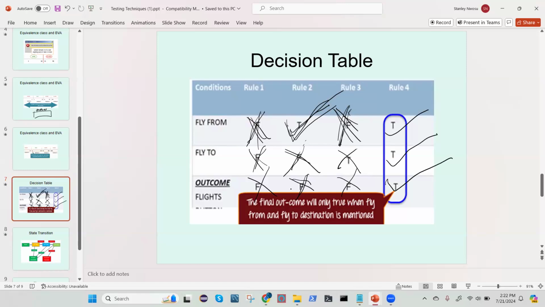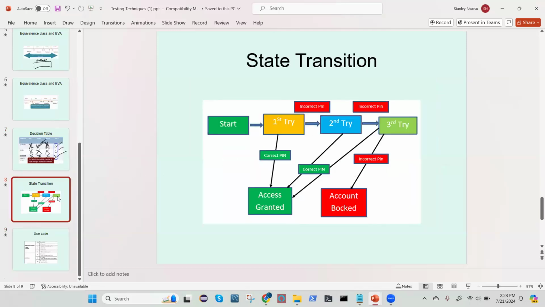So this is what a decision table is talking about. This is what testing techniques is all about. You are testing different applications, how they are going to behave. I also talk about state transition. When you go to an ATM, you start your car.